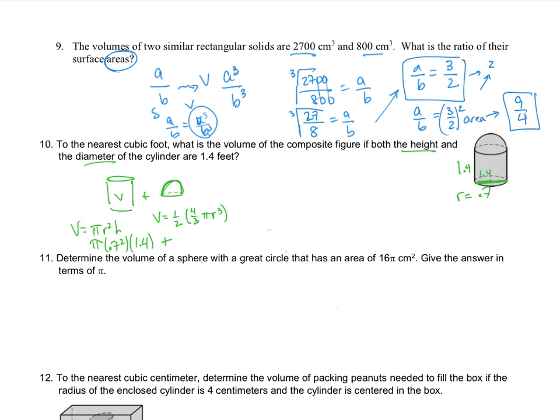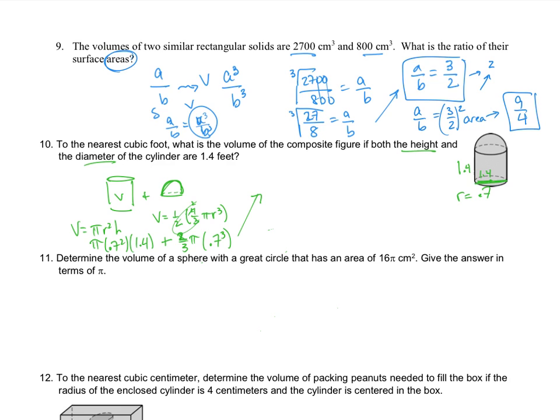So this will reduce with that. So 2/3 pi times 0.7 cubed. That's how I get the 2/3, because I just reduced that in there. All right, let's work all this out.